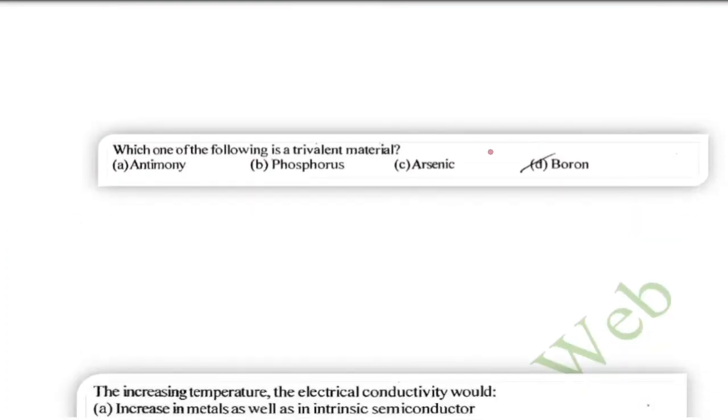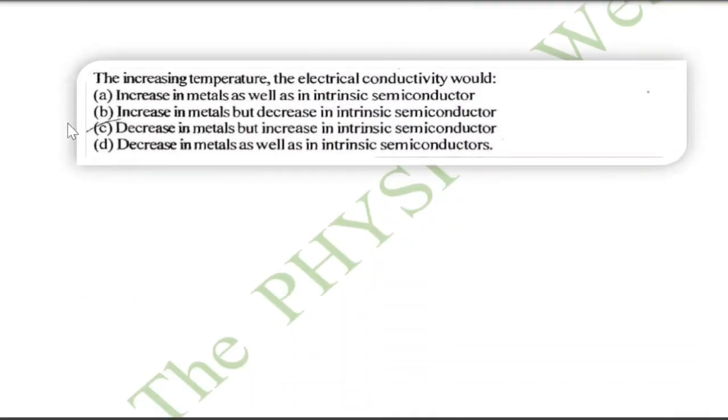Next, which one of the following is a trivalent material? You can see antimony is pentavalent, phosphorus also pentavalent, arsenic also pentavalent, but boron is a trivalent material. Okay, so D is your correct option. Next, with increasing temperature, the electrical conductivity would decrease in metals but increase in intrinsic semiconductors. So C is your correct option.